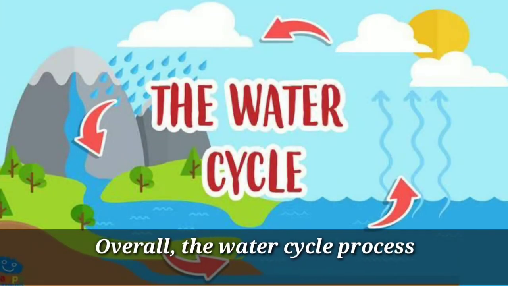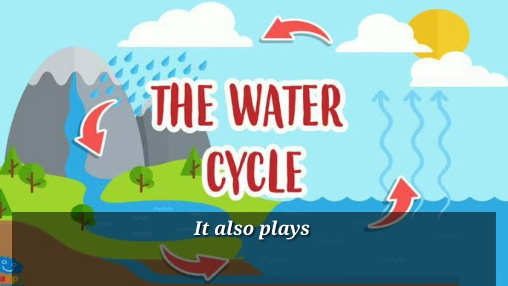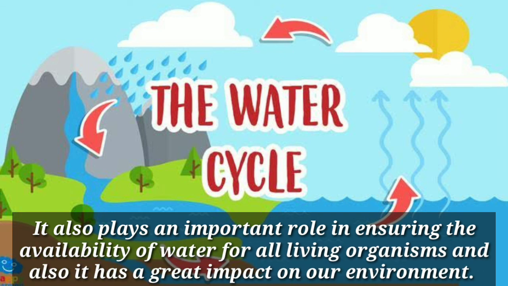Overall, the water cycle process describes how water is balanced in the atmosphere. It also plays an important role in ensuring the availability of water for all living organisms, and it also has a great impact on our environment.